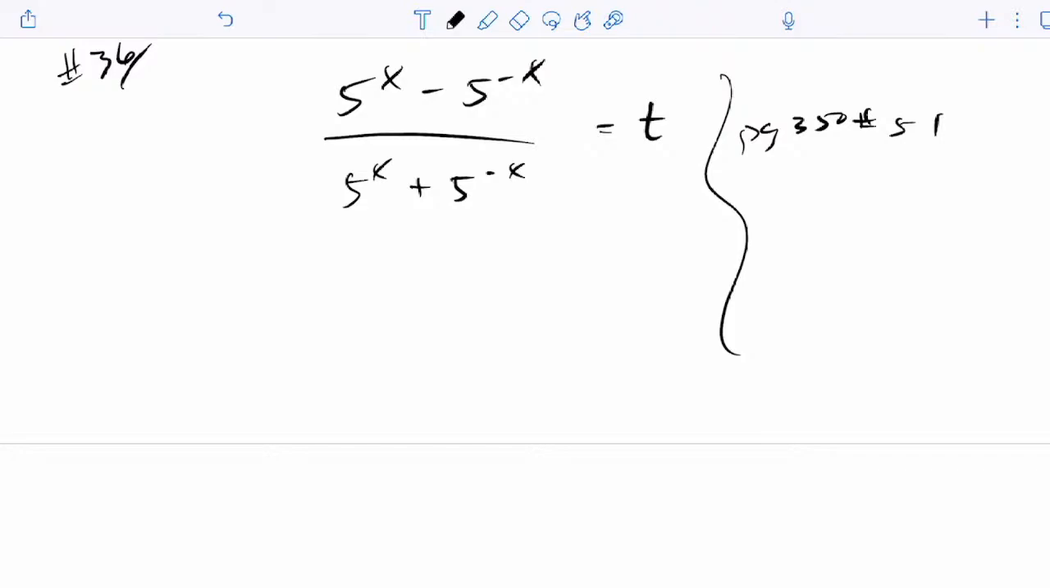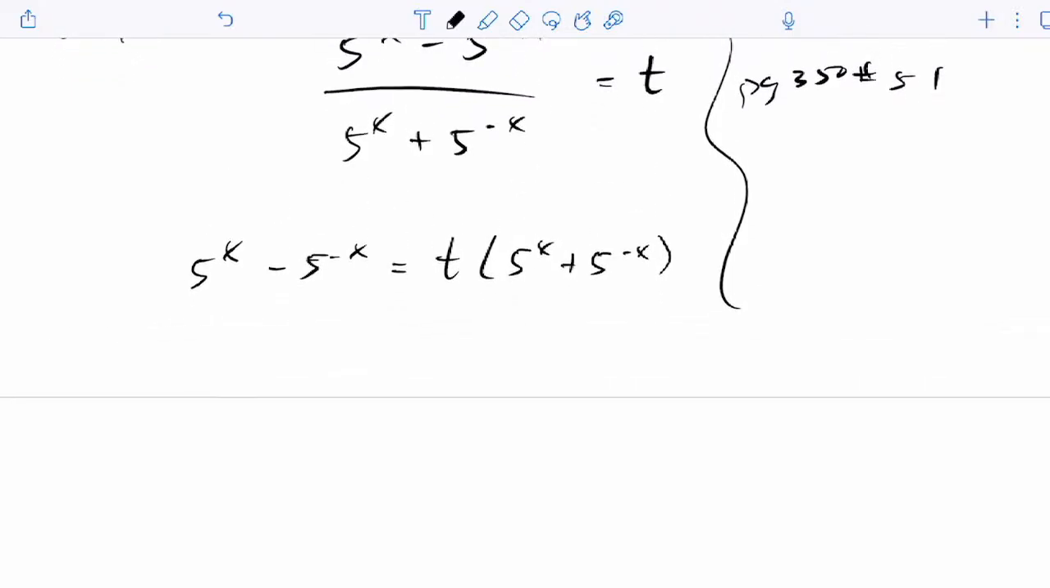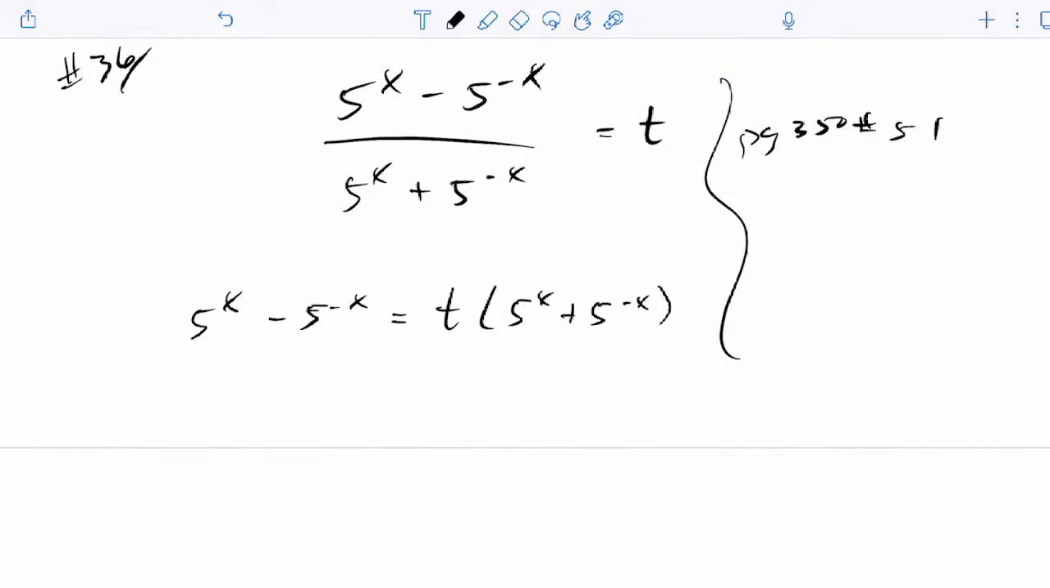Okay, so for 36 here, first thing you want to do is get rid of the denominator. So exactly as I did in 35, I'm going to multiply across by the denominator, giving us 5 to the x plus 5 to the negative x. Right, so in 36 here, I just multiplied across by the denominator. So 5 to the x plus 5 to the negative x.